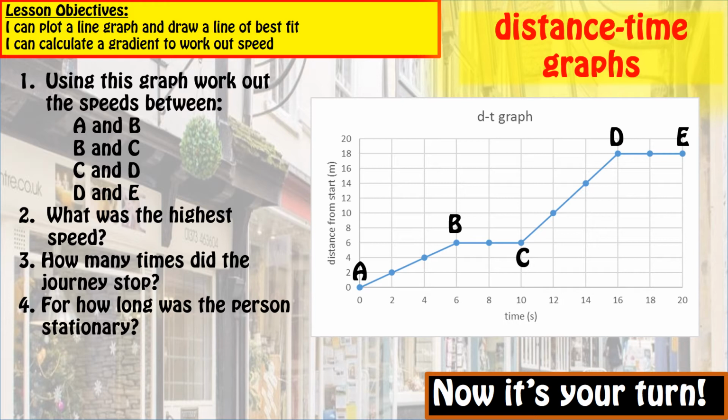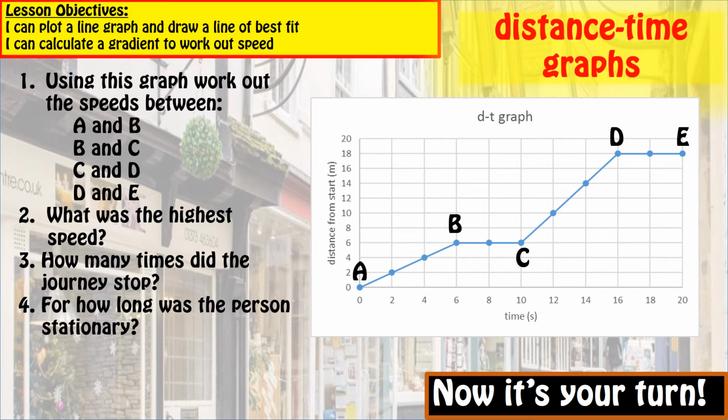Number 3, how many times did the journey stop? So you might remember from a minute ago, stopped means stationary. It's where you have a horizontal line. So the line doesn't go upwards or downwards. It's a horizontal straight line. And some people remember the word plateau because the first 5 letters in it are plate, and it looks like a straight plate. And that means stationary or stopped.